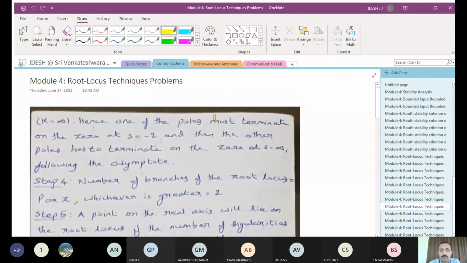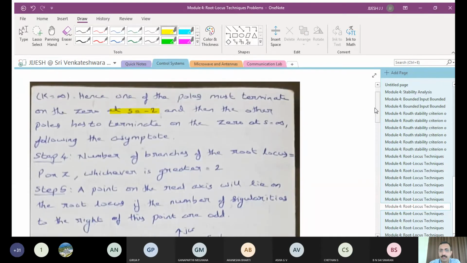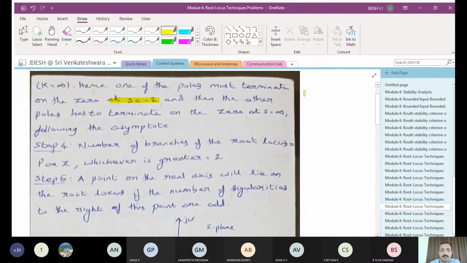Hence one of the poles must terminate on the zero. You have to plot it separately. One of the poles must terminate on the zero at s = -2, and the other pole has to terminate on the zero at s = infinity. You have to find the asymptotes and all those things. Let us see the number of branches. Two poles, one zero is there. How many branches have to be there?